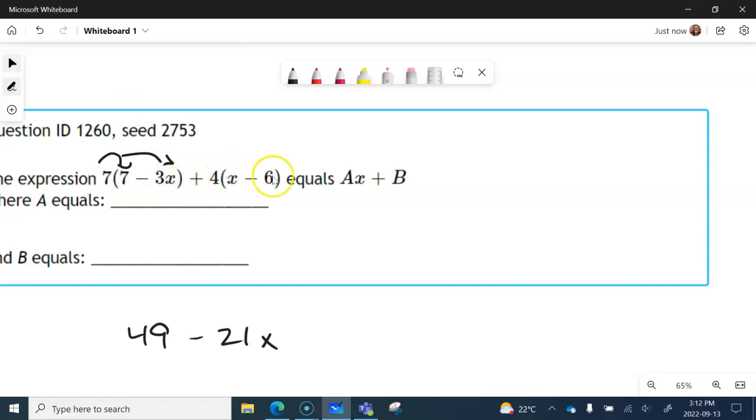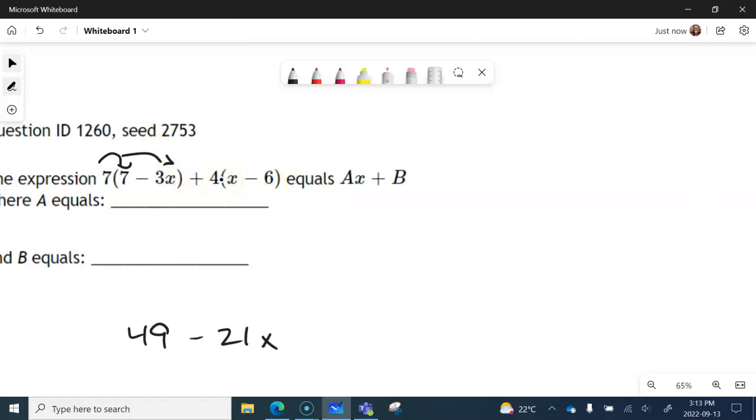Let's do the same thing over in our second set of brackets now. This is going to be plus 4, but if I distribute that out, that's going to be plus 4x, 4 times x, and then plus 4 times minus 6 is minus 24.